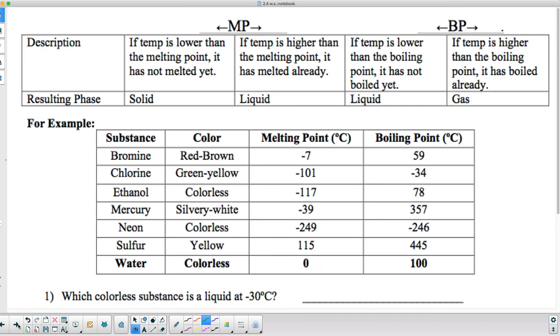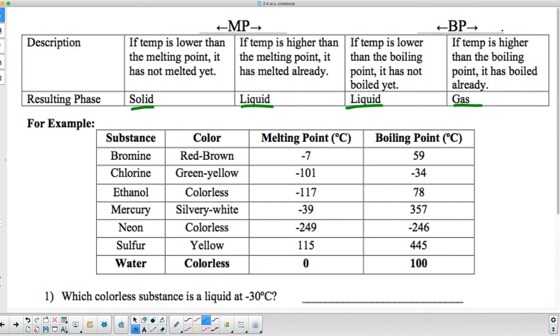So description, melting point, here's melting point. If your temperature is lower than the melting point, then it's a solid. If your temperature is higher than the melting point, then it's a liquid. But if it's lower than the boiling point, it's still a liquid. But if the temperature of your substance is higher than the boiling point, then your state is a gas. So when you take a look at bromine, bromine is red and brown in color. That's a physical description. The melting point is -7 degrees Celsius, and the boiling point is 59 degrees Celsius.